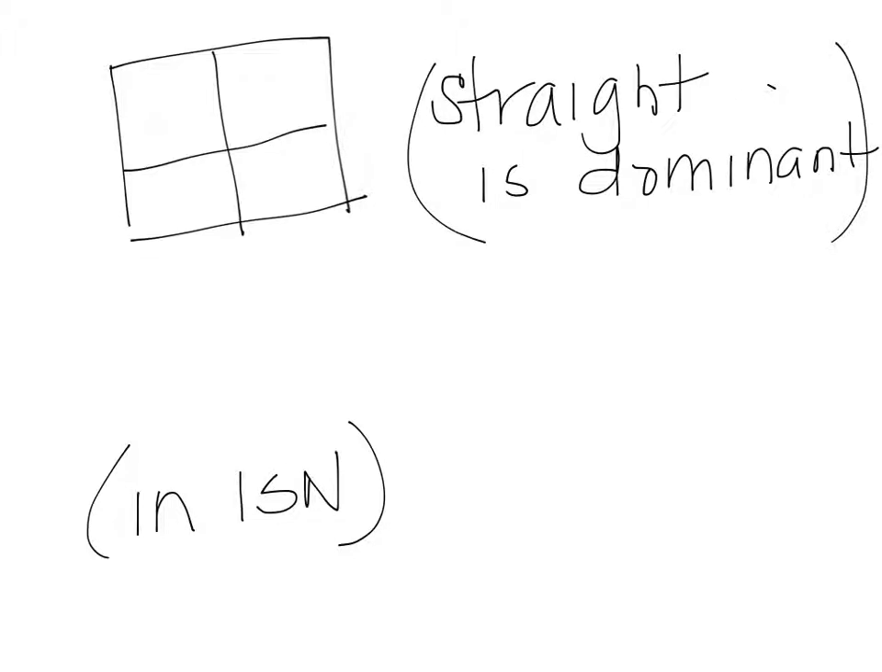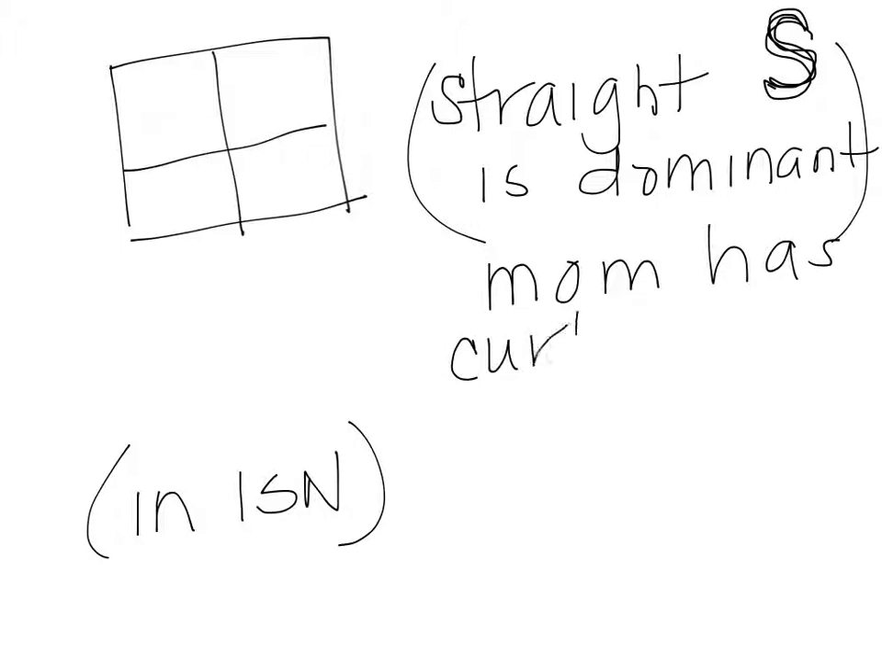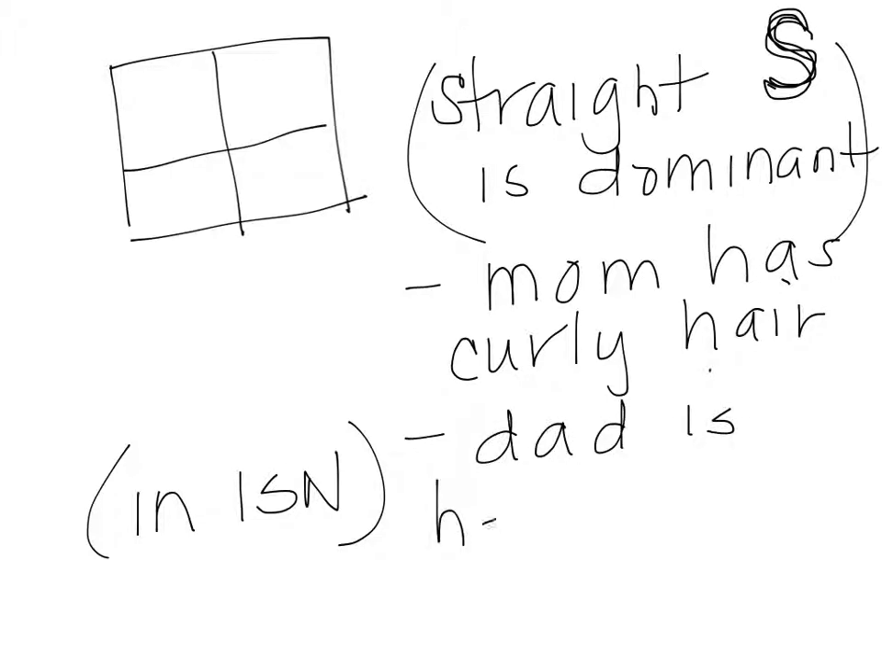So what letter does that mean we're going to use? So take a minute, think about it. Straight is dominant. That means we're going to use the letter S. So straight is dominant. So mom has curly hair. Dad is heterozygous straight hair.